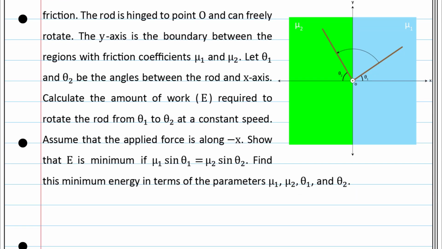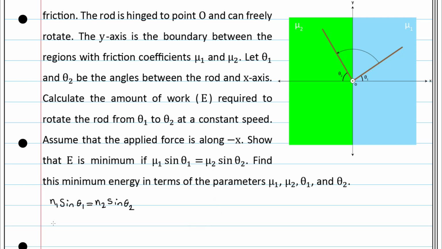Alright, just to remind you what Snell's law in optics tells us, it gives a simple formula between the angles of incidence and refraction for a beam of light passing through two different and transparent media with different refraction indices. N1 sine θ1 equals N2 sine θ2. Now back to the problem.